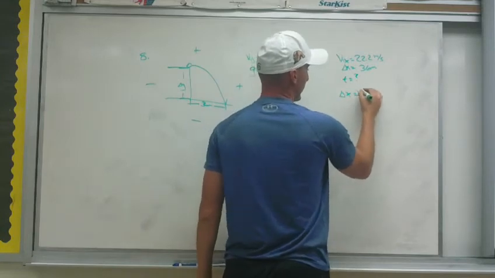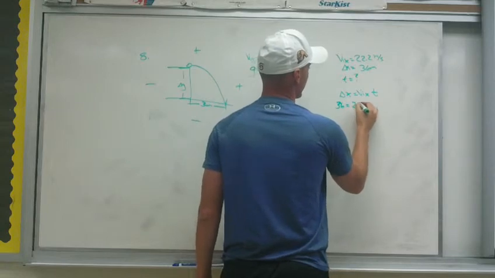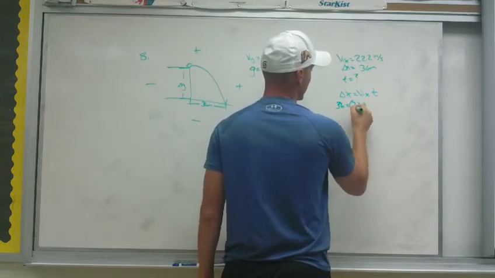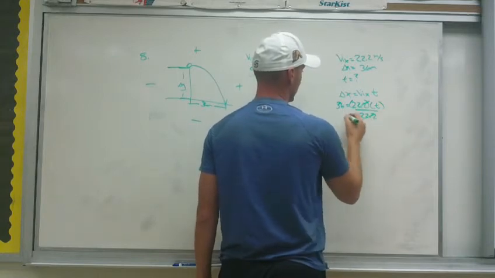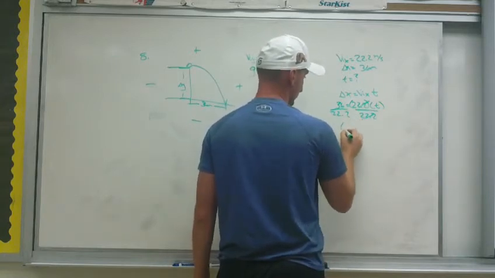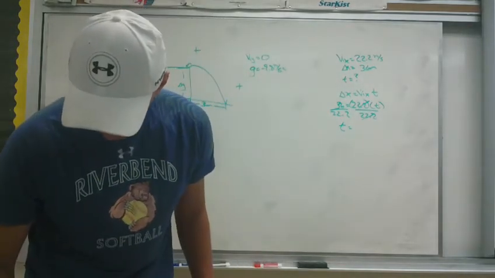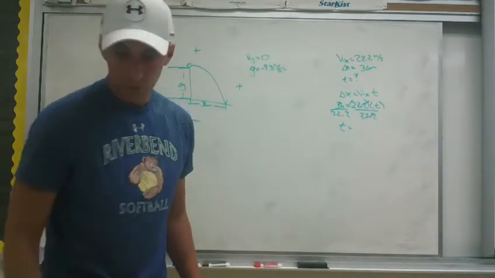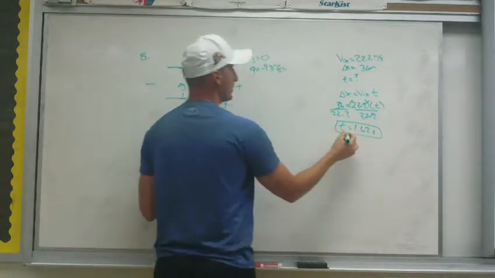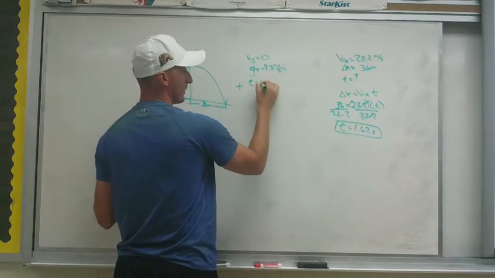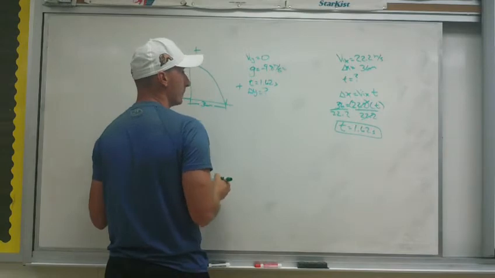Delta x equals VIX t. Delta x is 36, VIX is 22.2, times t. Divide by 22.2. 36 divided by 22.2 is 1.62 seconds. So I can use that in the y direction now. Time is 1.62 seconds, and I'm looking for delta y, in other words, how high the building was.